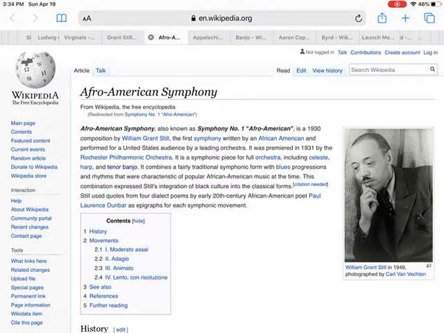I'm just improvising now to make it sound more bluesy. Okay, so that's how he's evoking that sound of American nationalism, more specifically African American sounds, folk sounds that he's familiar with.